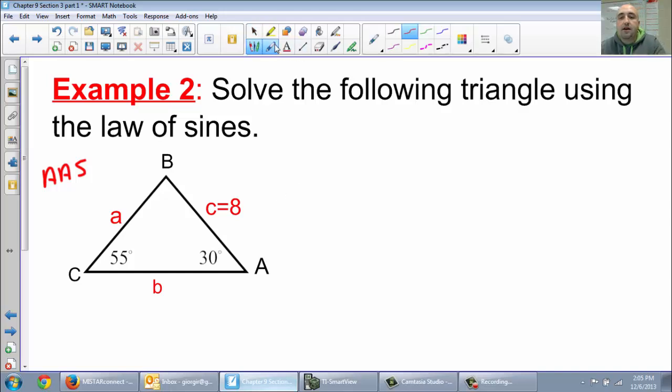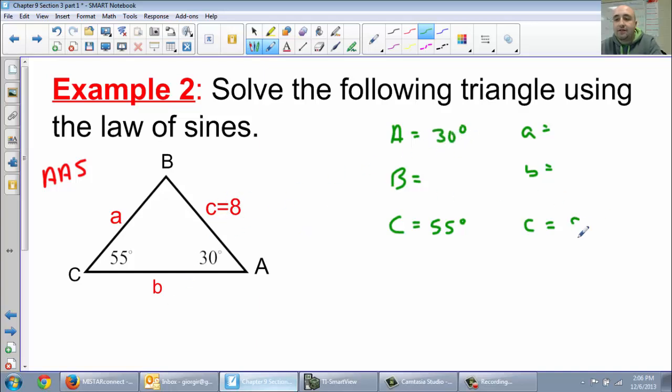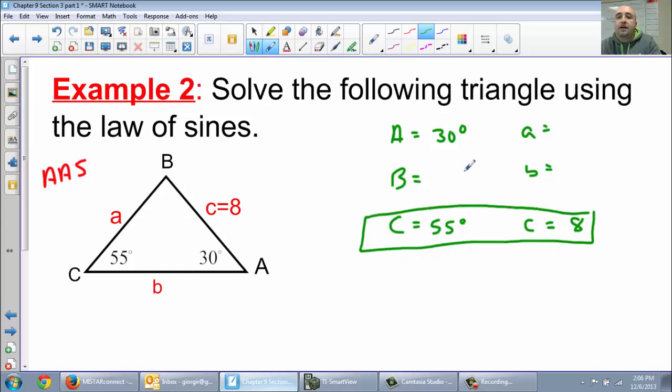Alright, so we're going to do this problem the same way. I'm going to list my three sides and my three angles: A, B, C, little a, little b, little c. Then we list what we know. We know that angle C is 55 degrees, angle A is 30 degrees, and little c is 8. The main thing you should notice is that we have a set here. We have our c's and we have an angle A. So the first thing we need to figure out is the only other one that we don't have, the a's. So we're going to use these two first.